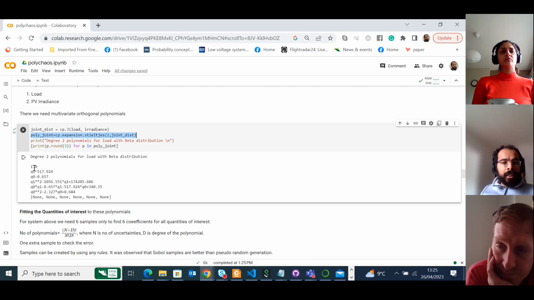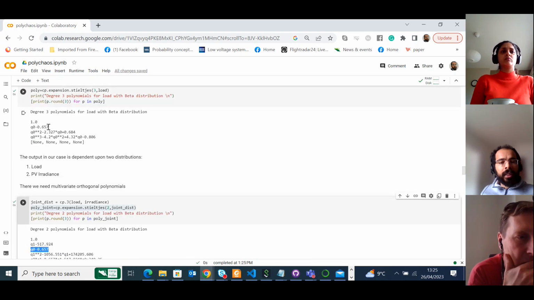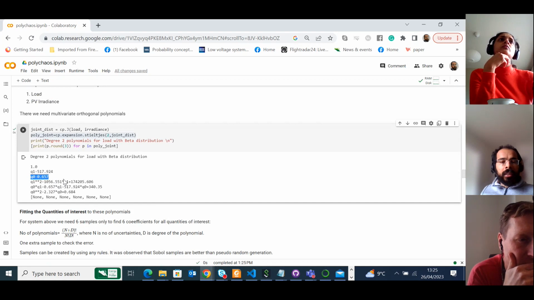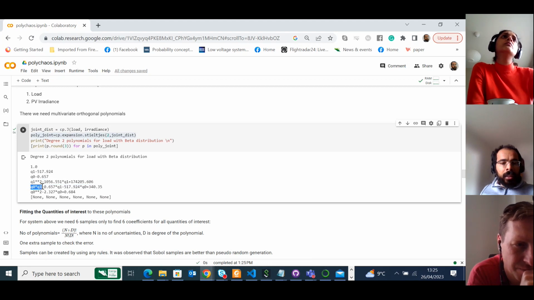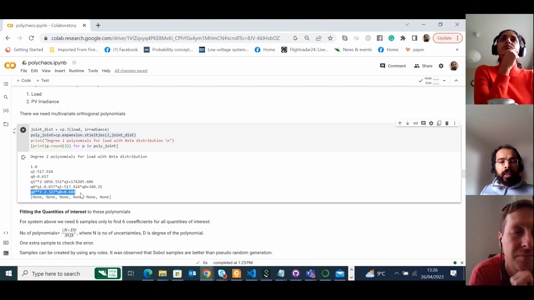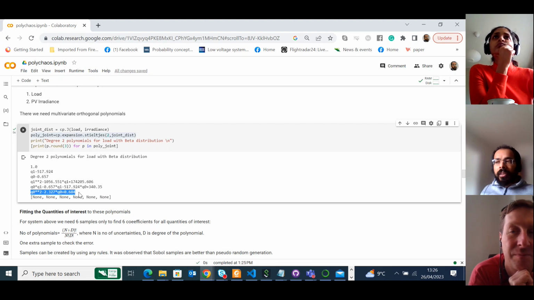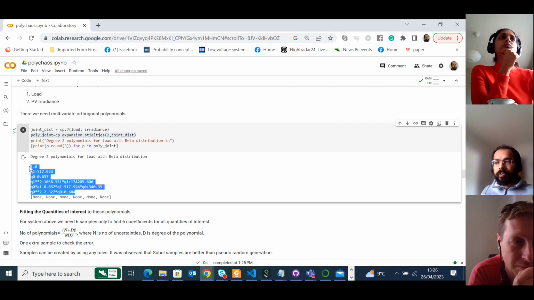If you see here, you already see 1, Q1 minus 517. This one is for irradiance, and Q naught minus 0.657 was here already, right? This one is for load, and you have the square term of the irradiance, and this term is the one which saves your life, Q naught into Q1. This is the term which depends on both Q naught and Q1, and this is the square term of again the load. So now instead of 9 coefficients, we can be happy with only 6 coefficients, right? 6 bases and 6 coefficients.